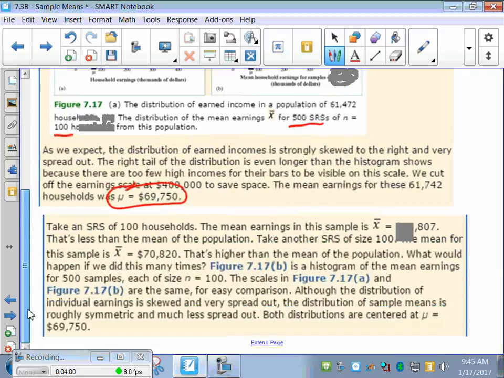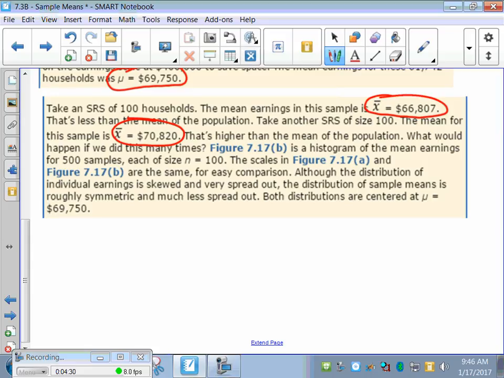Then we've got a simple random sample of 100. The mean earnings of that sample was 66,807. That's less than the mean of the population. But if you take another simple random sample, the mean of that sample was this. That's higher. So we can have all kinds of different numbers, but if we take many, many, many of them, we should still get the exact same mean. Both distributions will have the same center as long as we take enough samples, and prove similar things true like we did with the proportions.